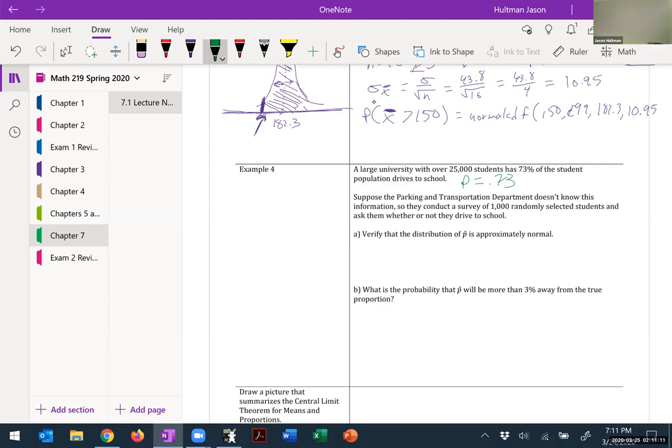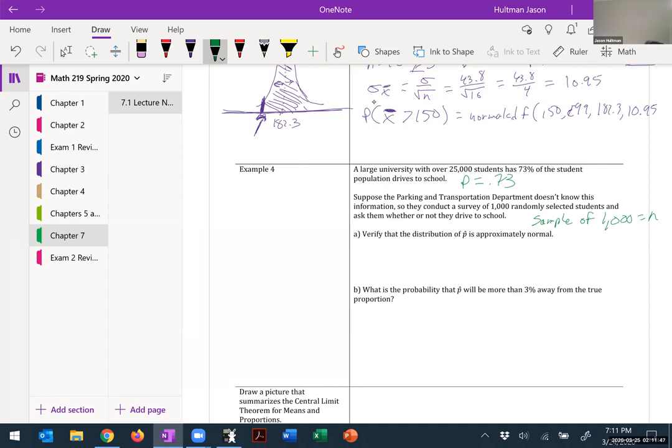Suppose that the parking and transportation department doesn't know this information, so they conduct a survey of 1,000 randomly selected students and ask them whether or not they drive to school. So out of the 25,000, we have a sample of 1,000 students. That's little n, and that's what I need to work with. I don't care about big N, I care about little n, lowercase n, not capital N.